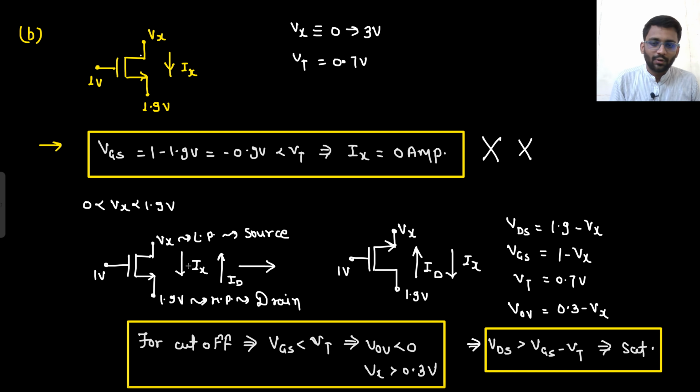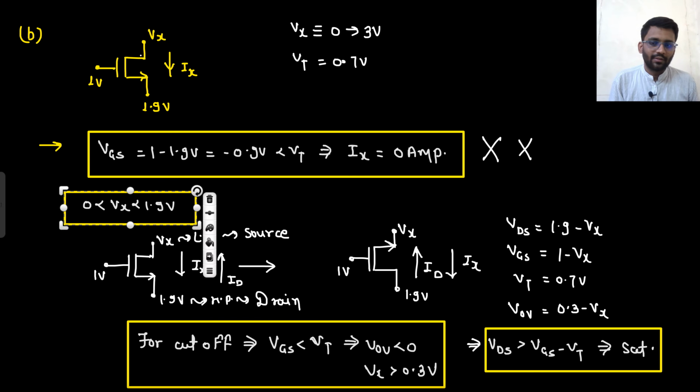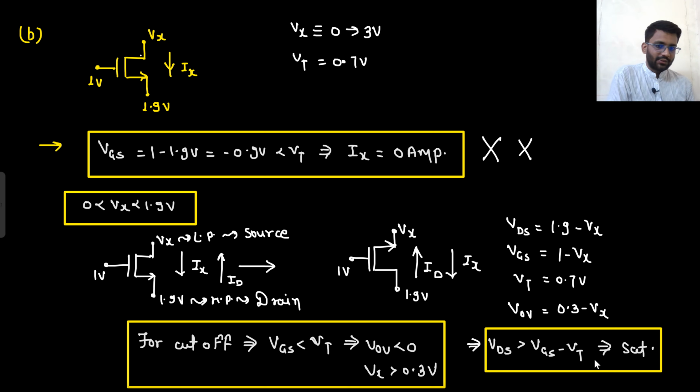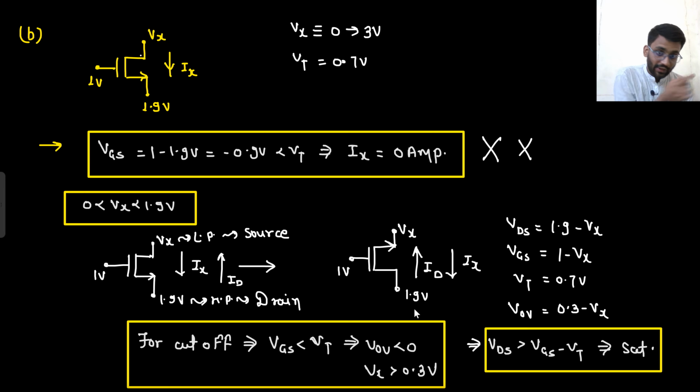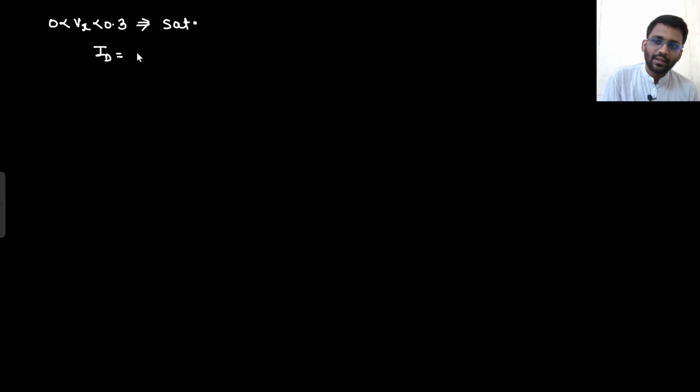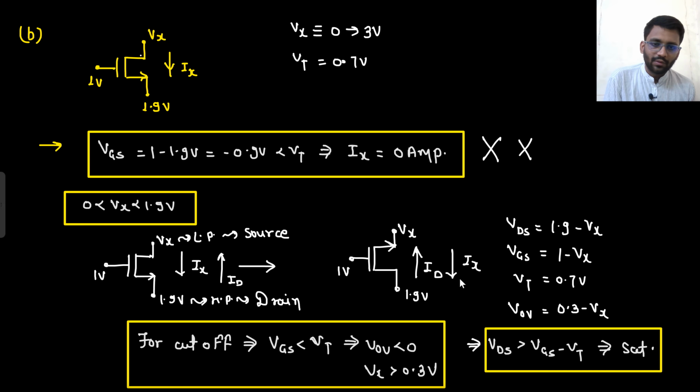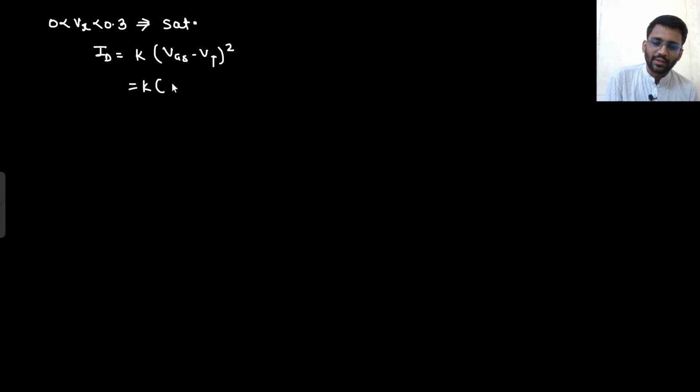And this is all happening for 0 to 1.9 volt. So what we got to know here is that for 0 to 0.3, your device is in saturation region. Here VDS is greater than VGS minus VT. So it is in saturation region. So what will be the expression of ID? Expression of ID I am writing. Expression of ID would be K into VGS minus VT, that is K into 0.3 minus Vx whole square.